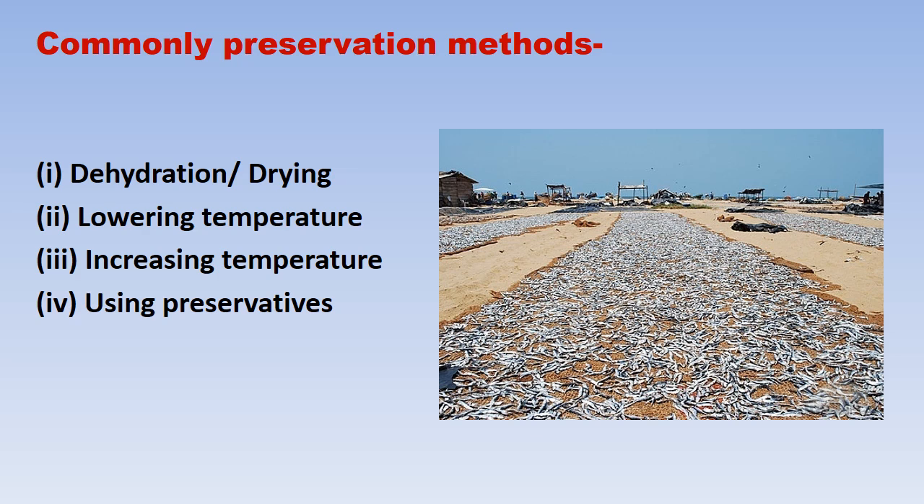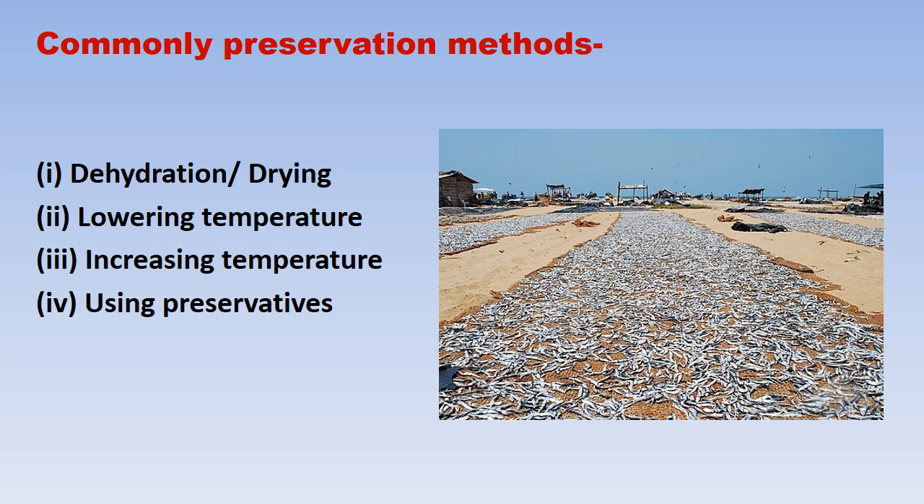So firstly, dehydration or drying. We all know the fish is commonly preserved by drying, and that removes the moisture, so it prevents the microbial growth or microbial spoilage and enzymatic spoilage. We can see in the picture the drying of fish on the seashore. Then there is lowering temperature. This can be done by applying ice immediately or later on by keeping in the chilling system or refrigeration.